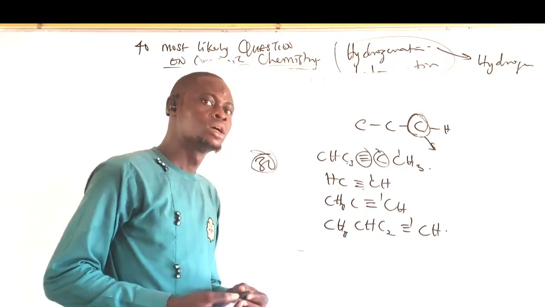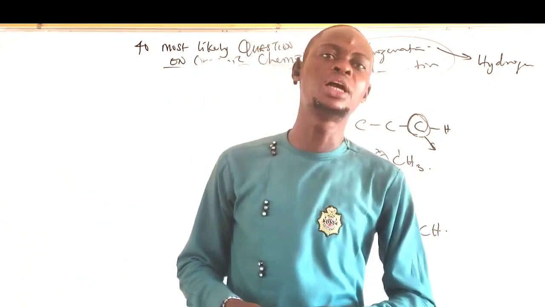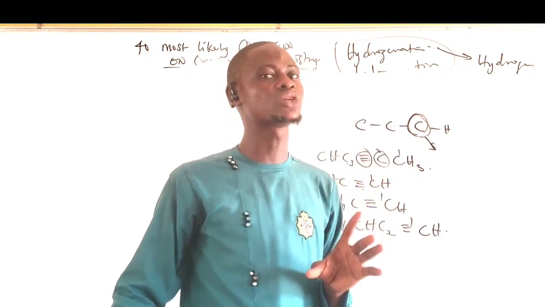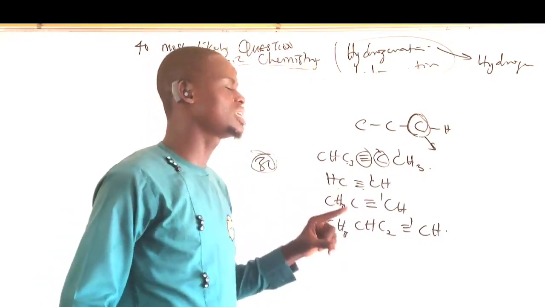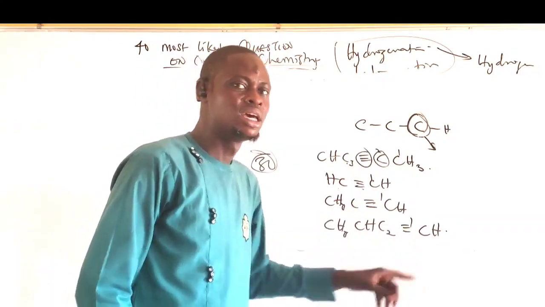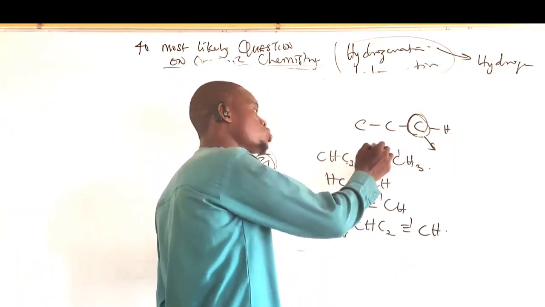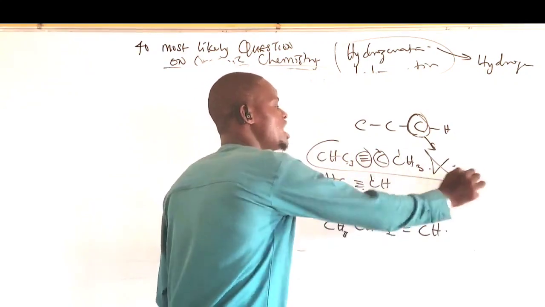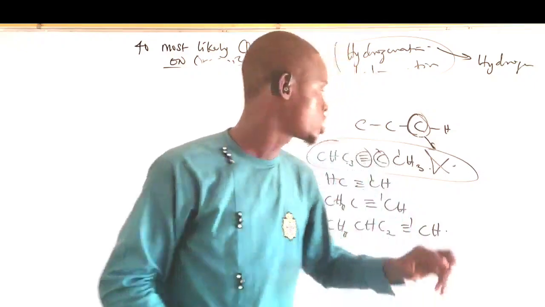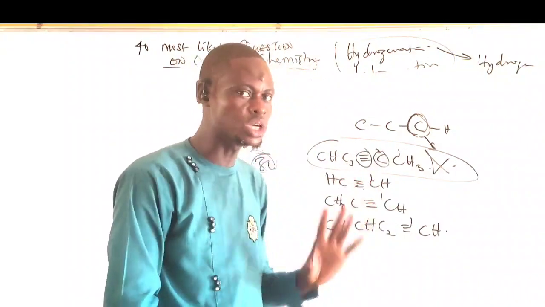And we said it is not every alkyne that undergoes substitution reaction. The only alkynes that undergo substitution reaction are the ones in which the triple bond is attached to carbon 1. If it is attached to carbon 2, this one does not give any precipitate with silver nitrate or silver chloride. Are we together? That means this one does not undergo substitution reaction. That is what I want you to know.